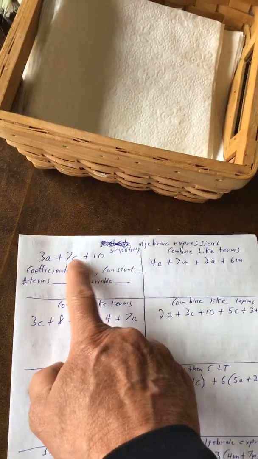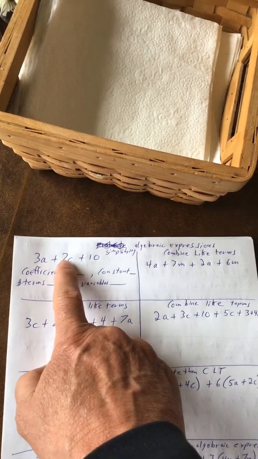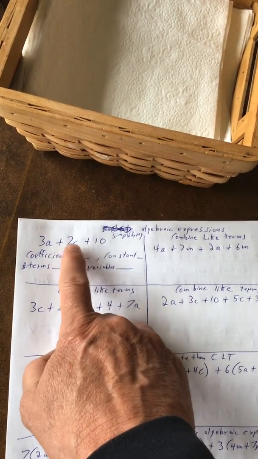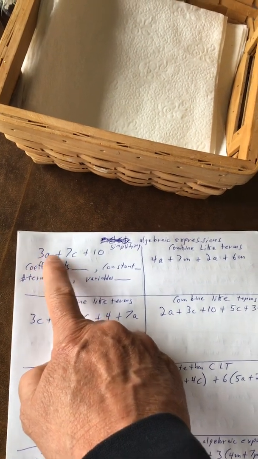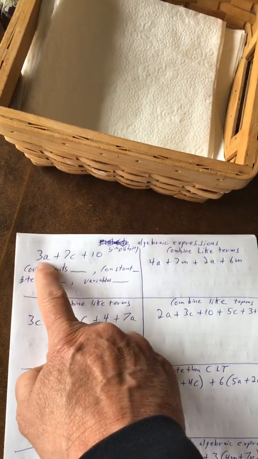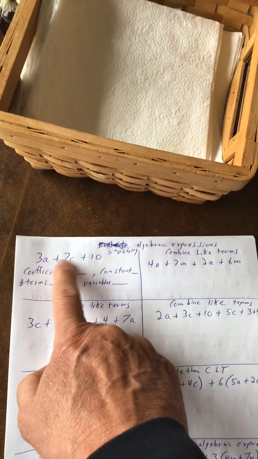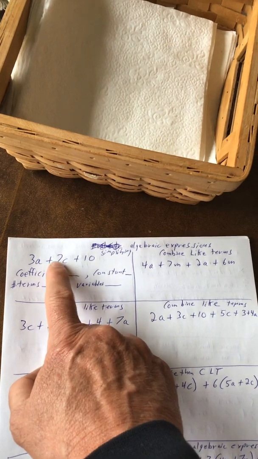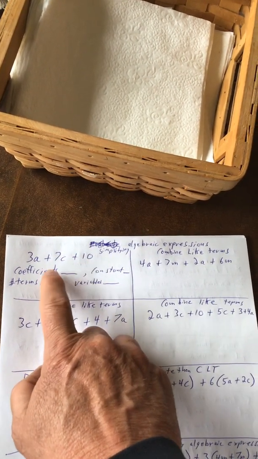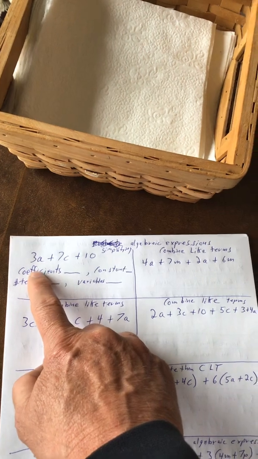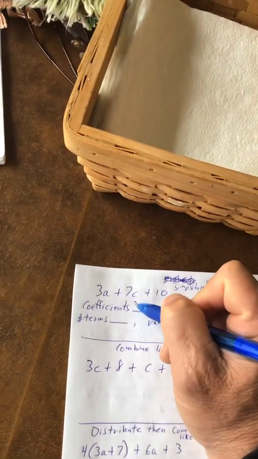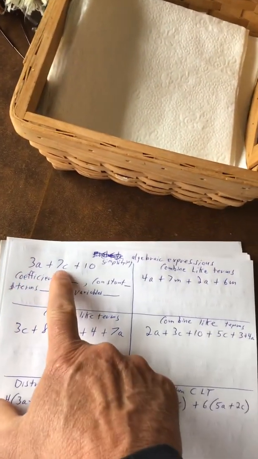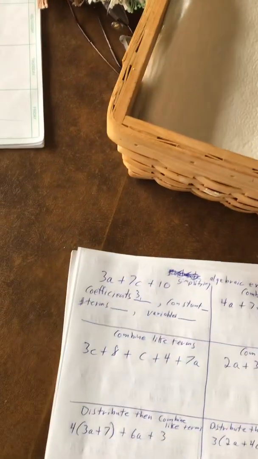So there's nothing to simplify here. This is just 3a plus 7c plus 10. So we're just doing vocab right now. Your coefficients are the numbers to the left of the variables. It's the numbers that the variables are getting multiplied by. This is actually 3 times a plus 7 times c, and then plus 10. So the a is getting multiplied by 3, so one coefficient is 3, and that's positive 3. And the other coefficient is 7, and it's actually positive 7, right? So your coefficients are 3 and 7.